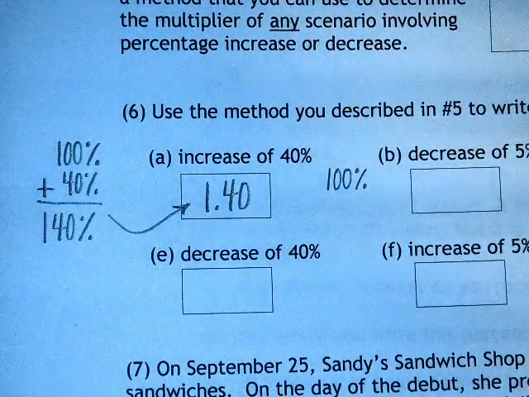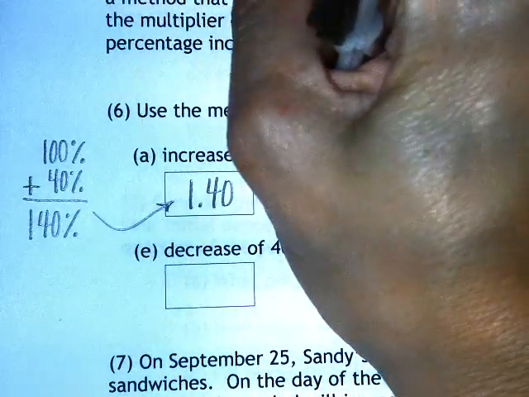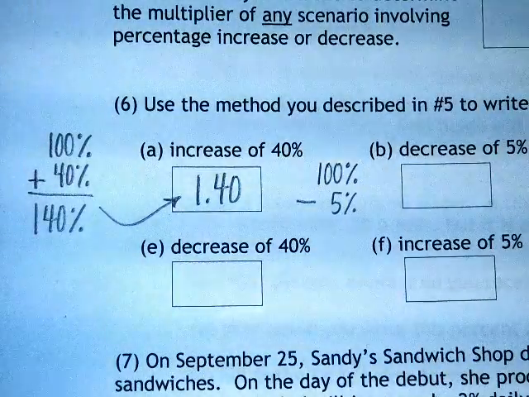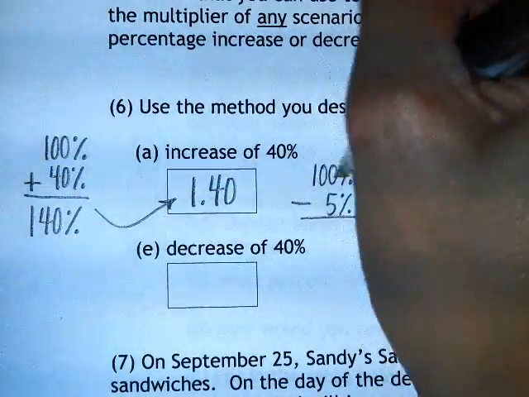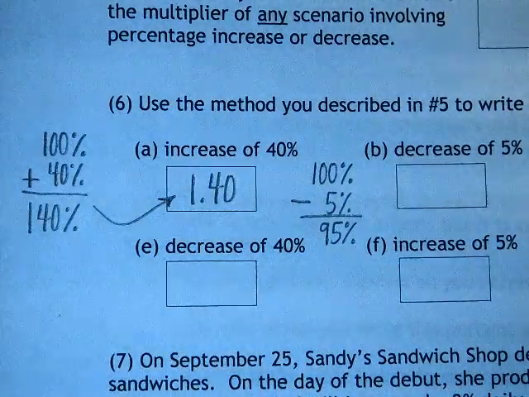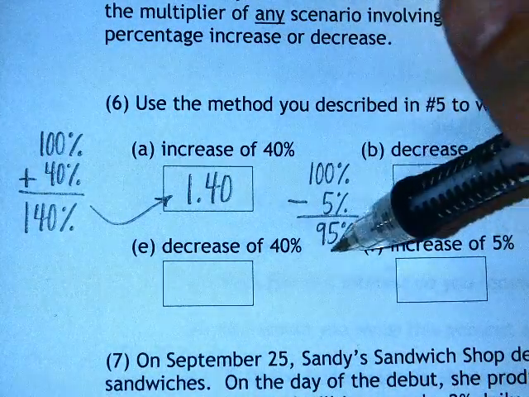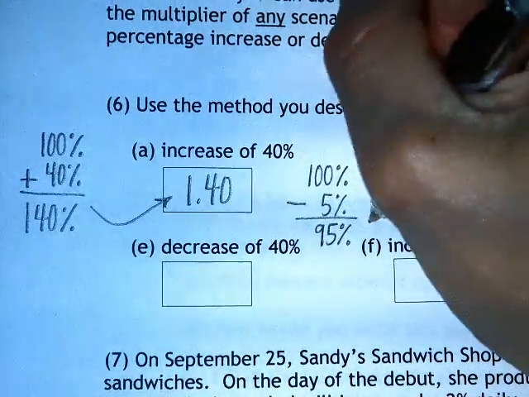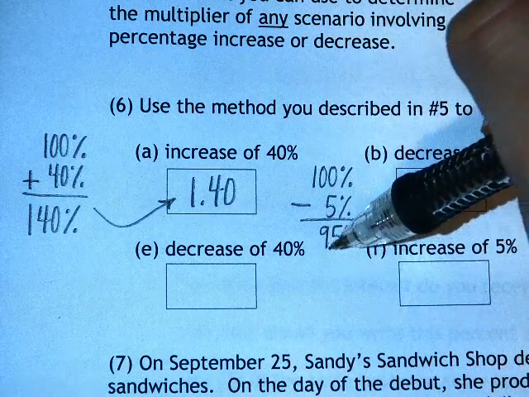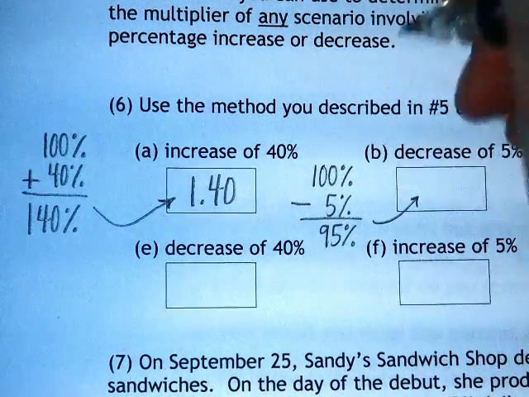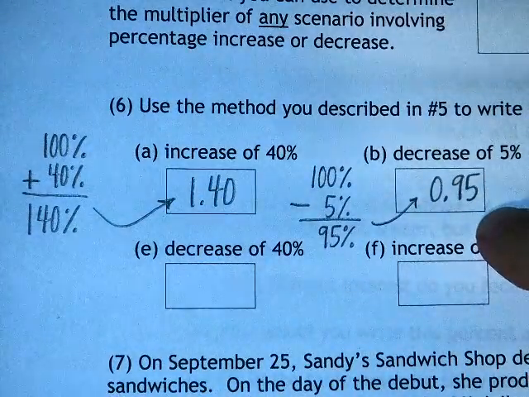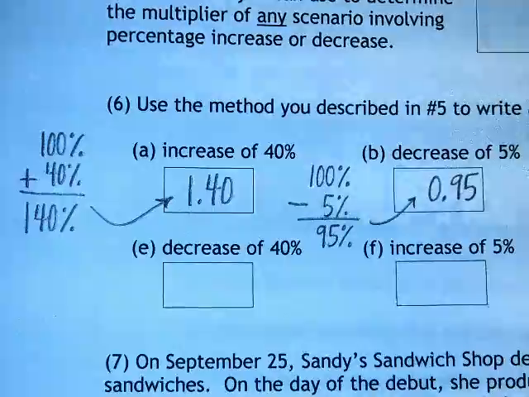This problem in letter B is a decrease, so we're going to subtract from that 100%. Specifically, we're going to subtract 5%. So if I do that subtraction, 100% minus 5% is 95%. That number is not the multiplier, but if you convert it to a decimal, it will be. So to convert to a decimal, just remember, take the current decimal, which is after the 5, move it 2 places to the left, and you'll get 0.95. That will be your multiplier for the decrease of 5%.